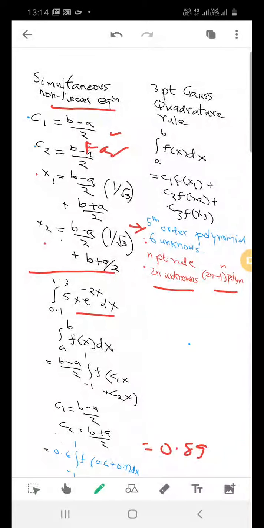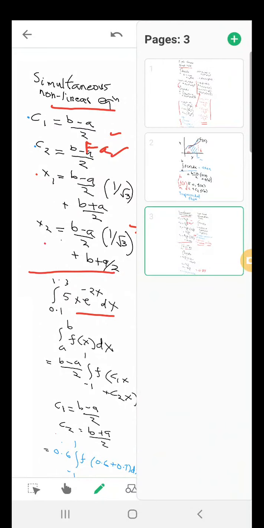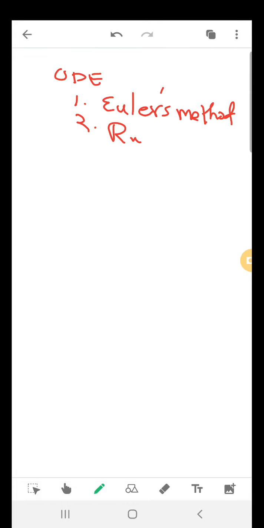Let us start with another aspect of numerical analysis, that is solving differential equations. Basically, for the solution of ordinary differential equations by numerical analysis, we follow two methods. One is called Euler's method, and the other one is called another method. We'll discuss Euler's method here now.